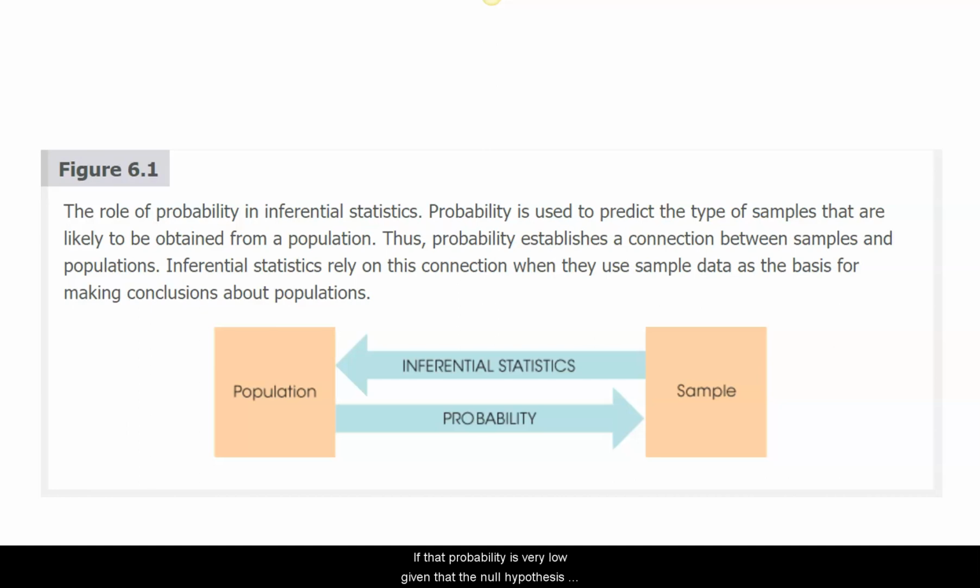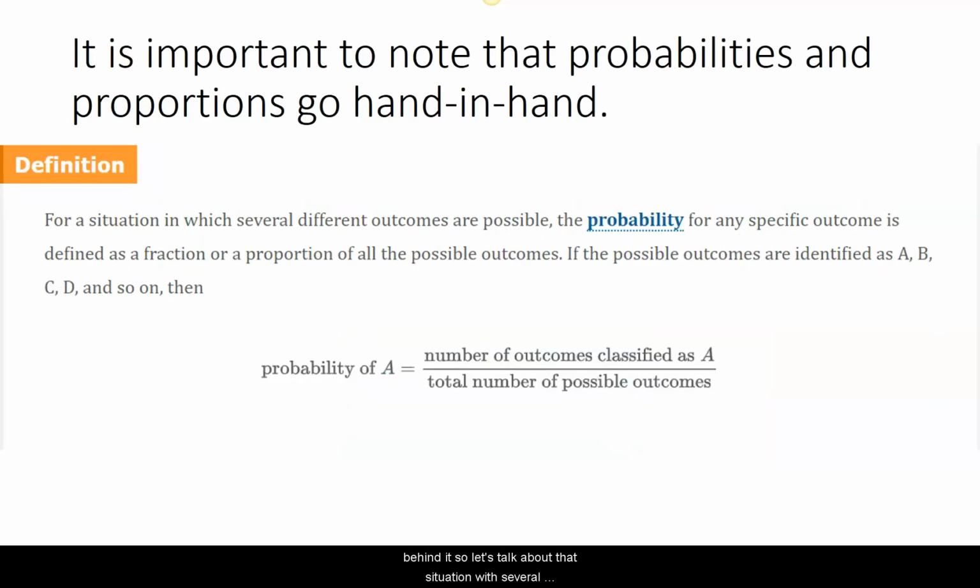If that probability is very low, given that the null hypothesis is true, then we'll wind up rejecting the null hypothesis. Now, I don't want to belabor that for now, but we'll constantly iterate that phrase when it comes to Chapter 8. Chapter 8 will be quite involved, and I'm looking forward to it. But that probability underpins that, sort of the engine behind it. So let's talk about that.